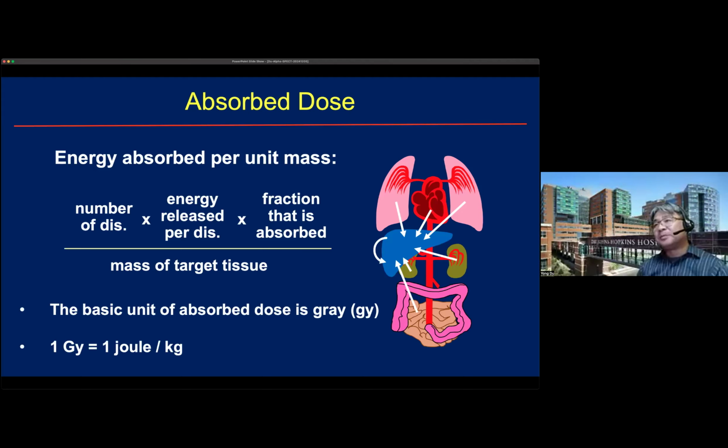And this is showing basically how we calculate the radiation dose in the patients. Basically, the absorbed dose is defined as the energy absorbed per unit mass. That's how much energy is deposited in the patient. In our formula, it is the number of disintegrations, so the number of decays, multiplied by the energy released from each decay and how much energy is deposited.